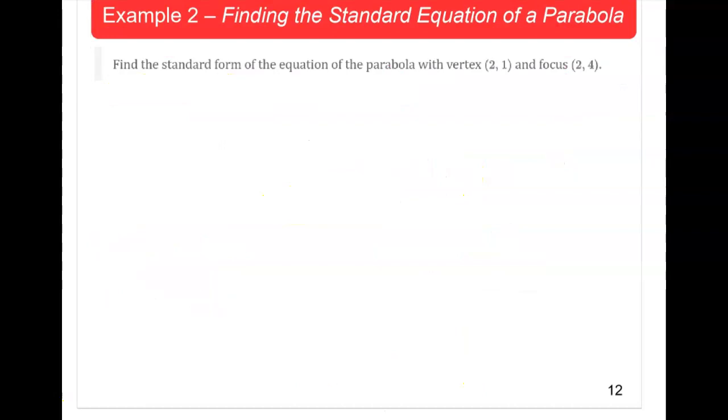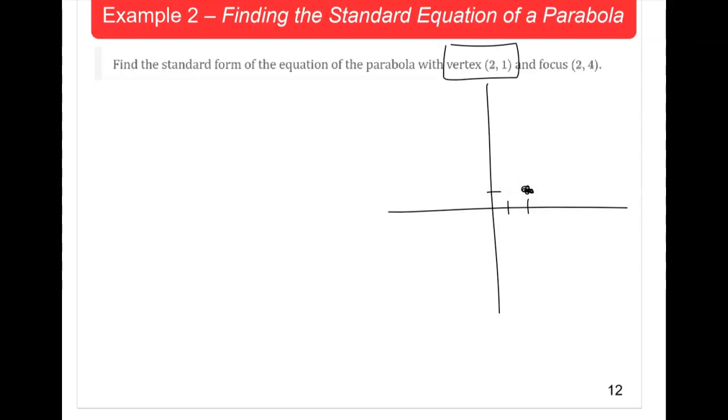Now, for example 2, we're going to see how this will look if the vertex was not at the origin. So now the vertex is at the point 2, 1. I'm going to try to plot the points so I can get a good idea of what to do. So 2, 1, we have it there. That's the vertex. And then we're going to plot the focus. The focus is at 2, 4. So it will be here.